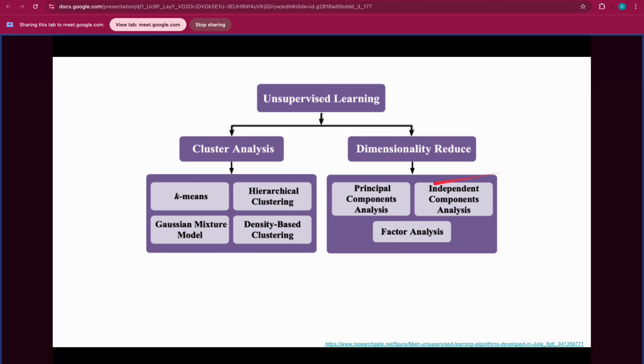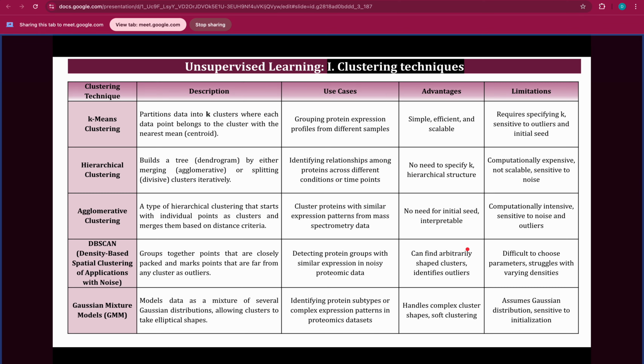Whereas in dimensionality reduction, there are principal component analysis, independent component analysis and factor analysis, and I hope you have gone through the principal component analysis in week 5. So we will look a little bit into the others as well. So now let's look into cluster analysis.